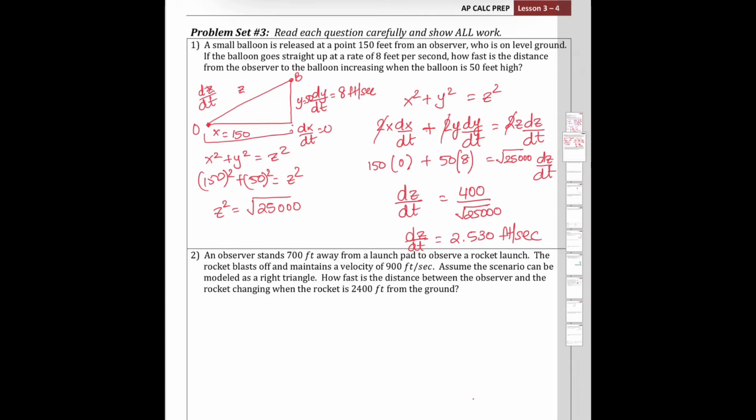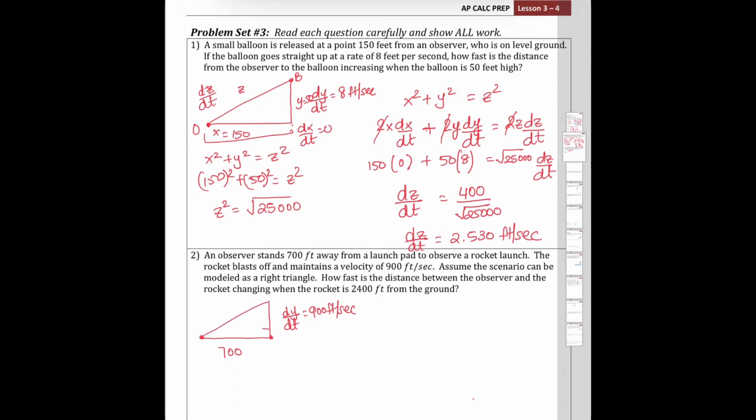So now the next question, it says an observer stands 700 feet away. So this is your observer. It stands 700 feet away from the launch pad of a rocket to observe a rocket launch. So this is 700. So that's my observer. That is the rocket launch happening, right? The rocket blasts off and maintains the velocity of 900. So the rocket is going up. It's going to go up, right? So my dy/dt is what? 900 feet per second.